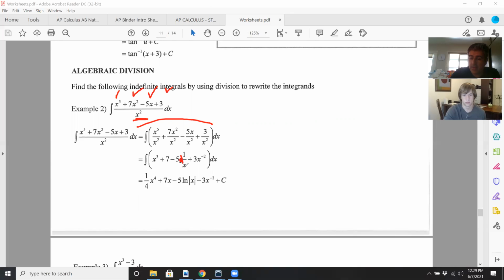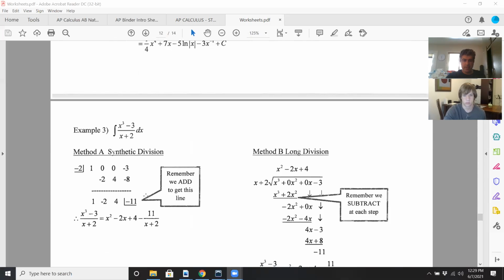Now, the integral of 1 over x is natural log of x, so the derivative of natural log of x is 1 over x. And then for 3x to the negative 2, add 1 to the exponent and divide by the new exponent, and then plus c. Let's look at over here.